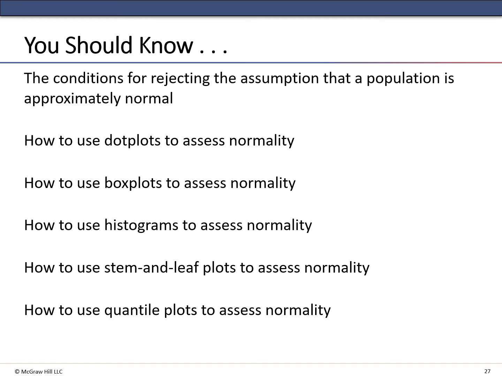Again, we've gone through all the topics here. These are the things you should know. You might want to hit pause and make sure you feel comfortable looking at these. I think that most of these were pretty straightforward, except for the last one, the quantile plot, so you might want to spend a little more time there.